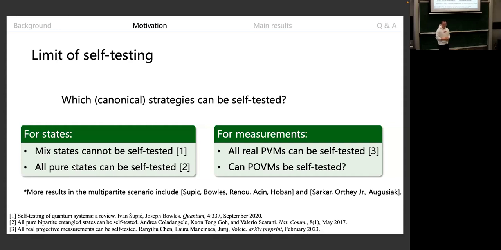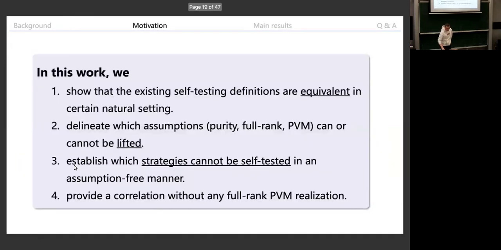Just to come back to what I just said. Yes, the picture of self-testing measurements is not quite clear. For example, we don't know whether we can self-test genuine POVMs. So that's the limit of self-testing we care about. And in this work we tried to come up with some answers to all these questions.